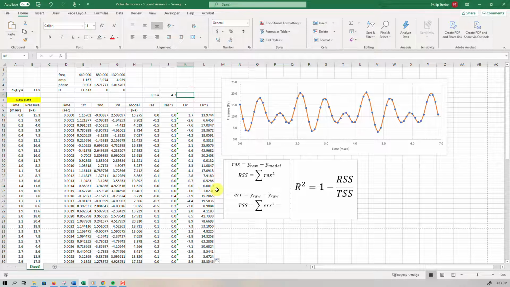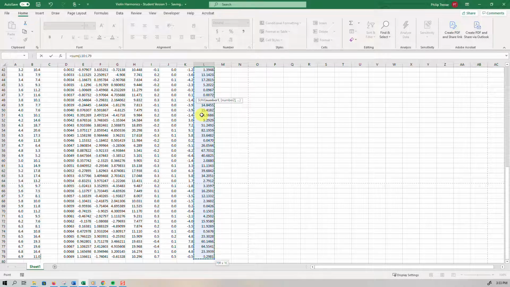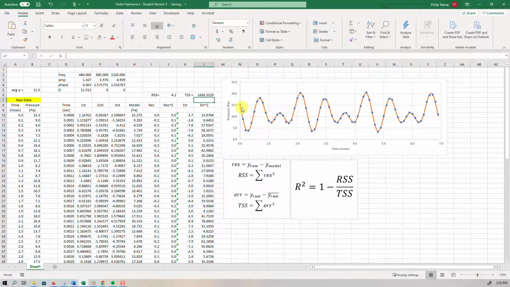Now let's have our total error summed, squared and summed up here. Just push that one over to the right to fit. And again, we'll use the command sum of all of those. So I have these two values now. RSS is 4.2 and TSS is 1,436.